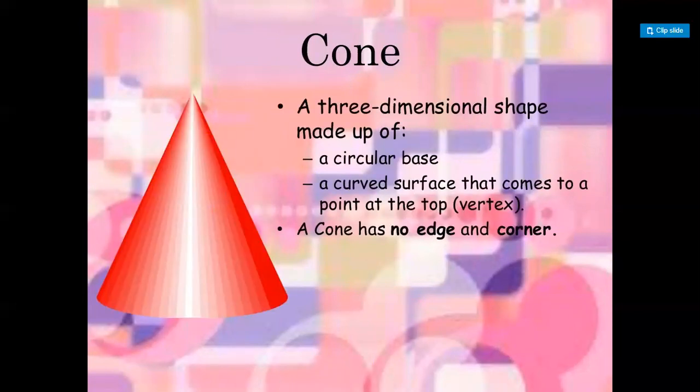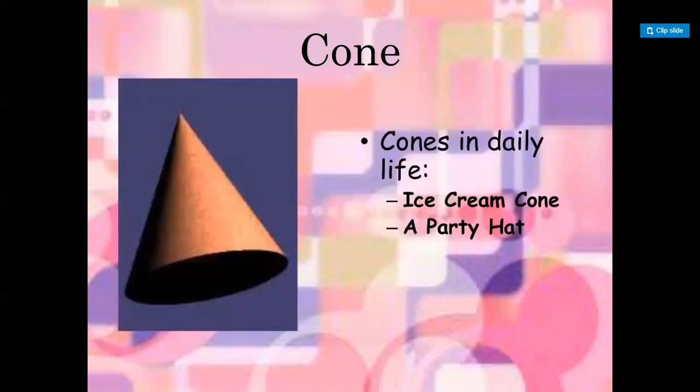Cone. The cone is a three-dimensional shape made up of a circular base and a covered surface that comes to a point at the top. This point is called the vertex, and the cone has no edge and no corners. You can find it in daily life in the ice cream cone.